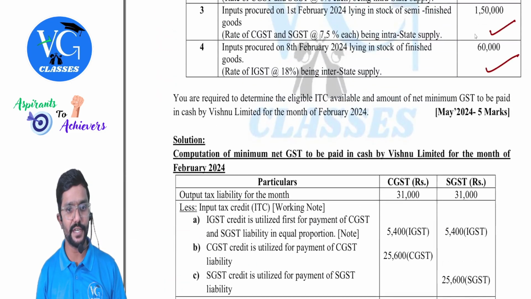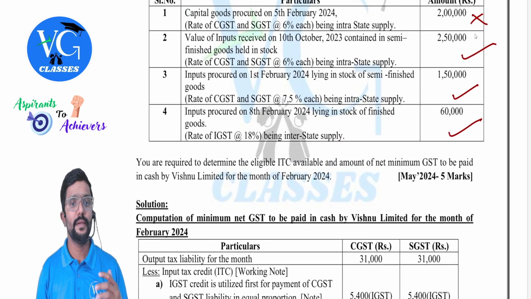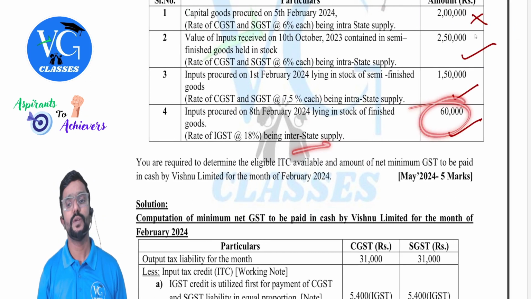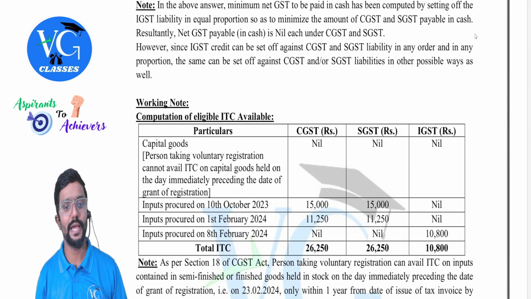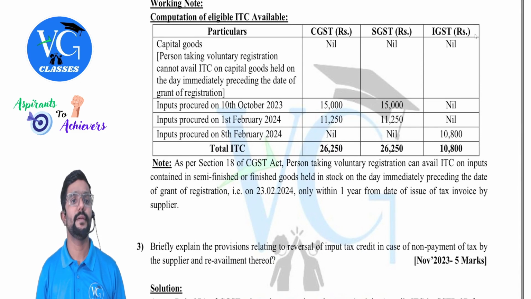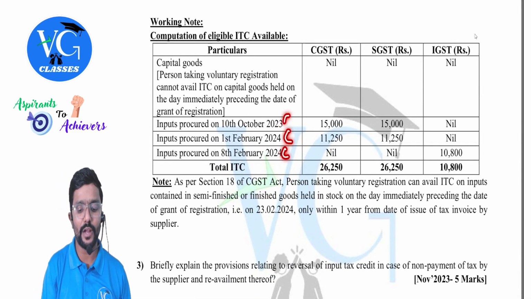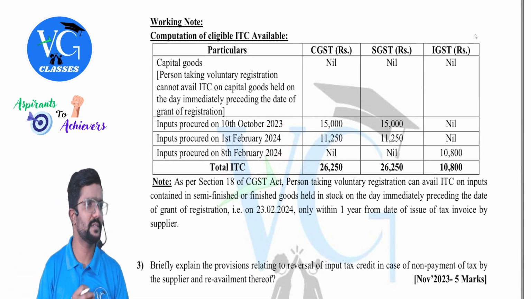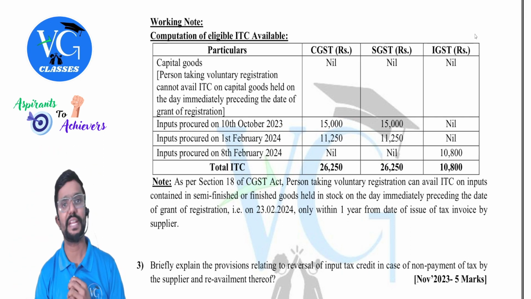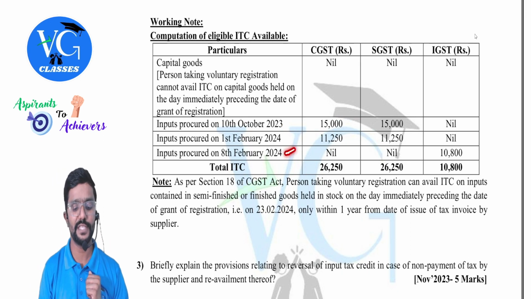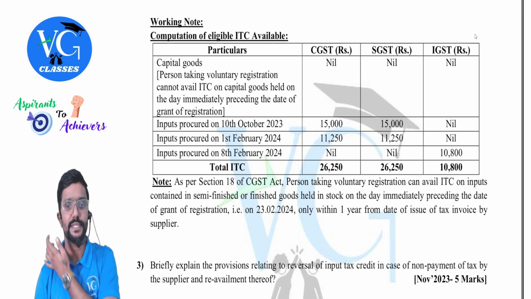Last one, I guess it is inter. Inputs procured on 8th February, 60,000. It is inter. So 18% full IGST. Sir, here can I show it in the bracket, how we derived that value? Yes. We solved some questions where we wrote how we got the figures and all. You can write, like for example, 6% each, 7.5% each. Whereas here, it would be 18%.